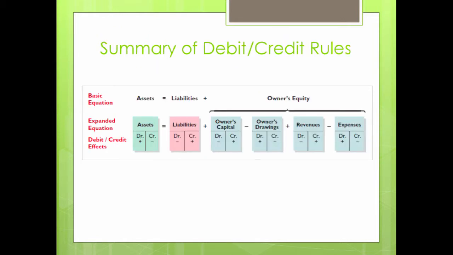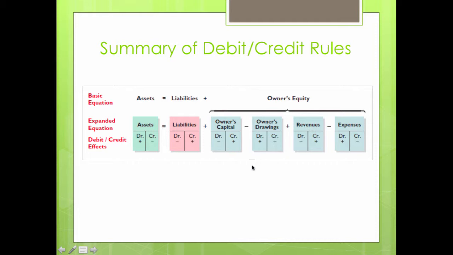Okay? As you can see from this visual, debits and credits both increase and decrease depending on which account you are dealing with. Notice that here, assets, if you want to increase, it's a debit, and if you want to decrease, it's a credit. But in liabilities, if you want to decrease a liability, it's a debit, and if you want to increase a liability, it's a credit. Notice that it's different for the rest of the accounts too. So what is the point of this?